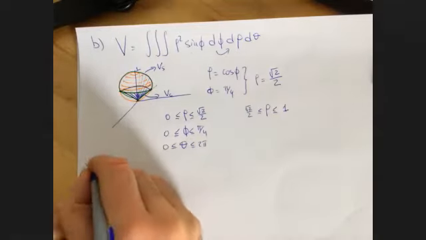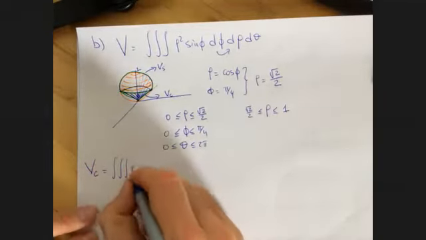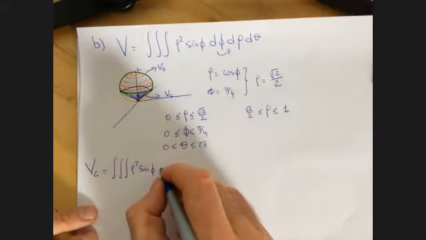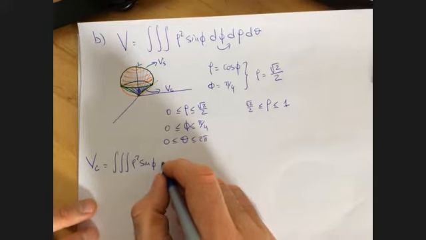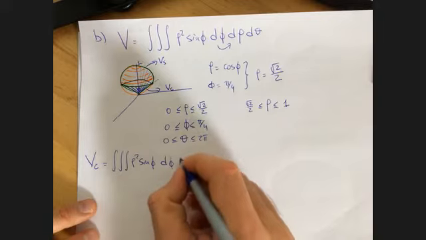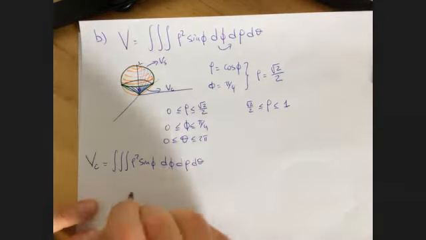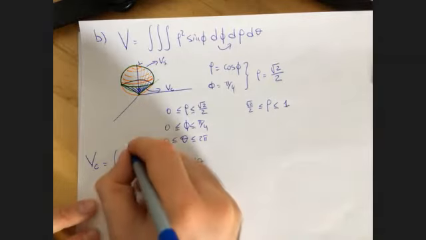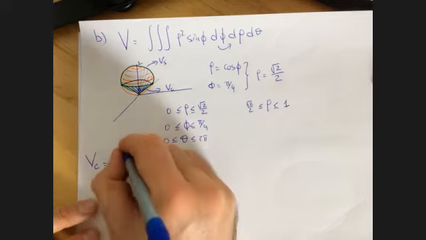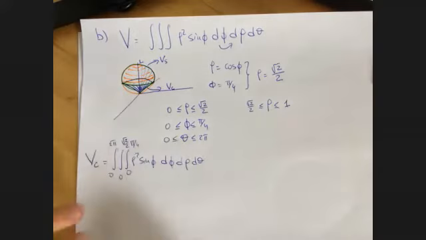So the volume of the cone is just the triple integral of rho squared sine phi. Now keep the order of integration that was asked for: d phi, d rho, d theta. D phi goes from 0 to pi over 4, d rho goes from 0 to square root of 2 over 2, d theta goes from 0 to 2 pi.